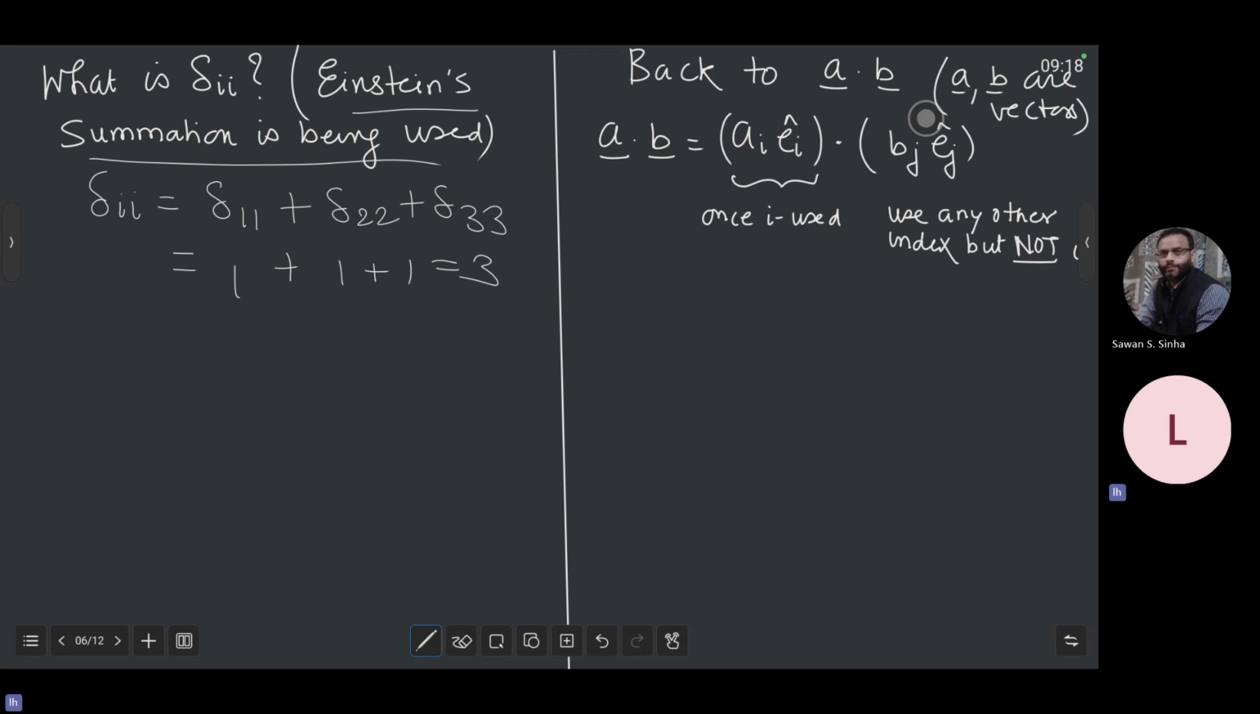So be careful about this. Sometimes while deriving an equation, you will end up having delta_ii. Don't replace it by 1, replace it by 3. So back to A dot B. Now I want to do it using index notation. I want to simplify this expression using the index notation.